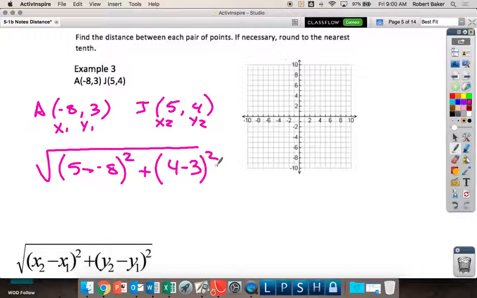Okay, you guys have to be able to fill it out correctly in order to use your calculator and attempt to math it correctly. 5 minus negative 8 is 13. 4 minus 3.